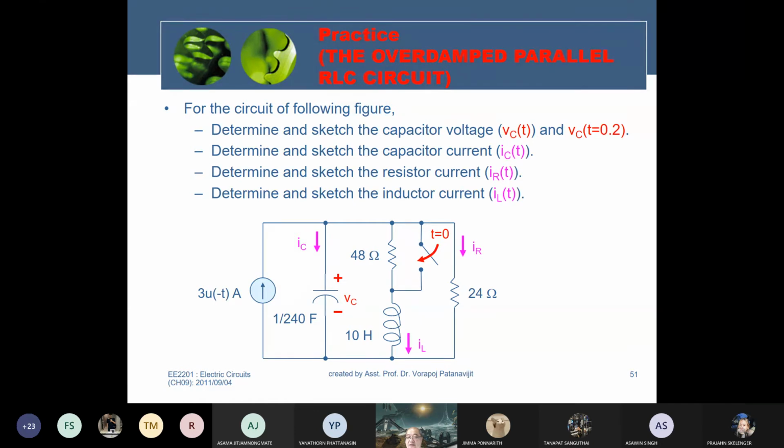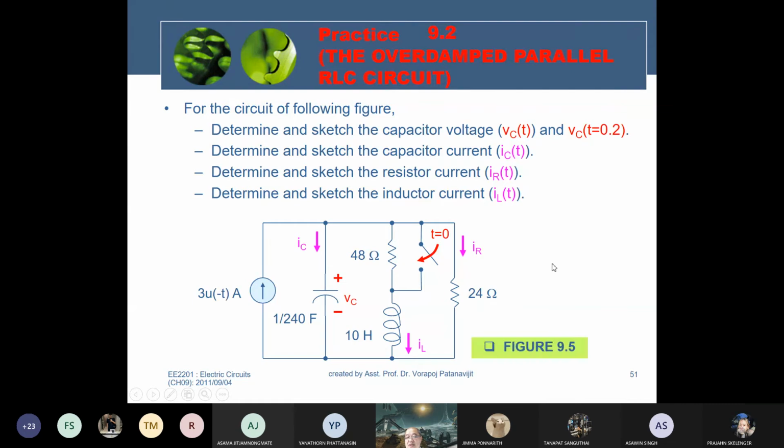Therefore, the key parameter for the parallel case, for the parallel R, L, and C, will be considered in the parallel. For time greater than 0 after the switch is activated, the X will be bypassed by a short circuit. You have only 3 elements left: this capacitor, this inductor, and this resistor.